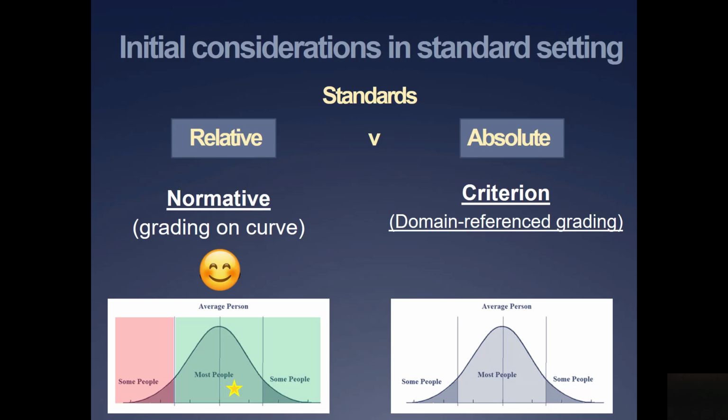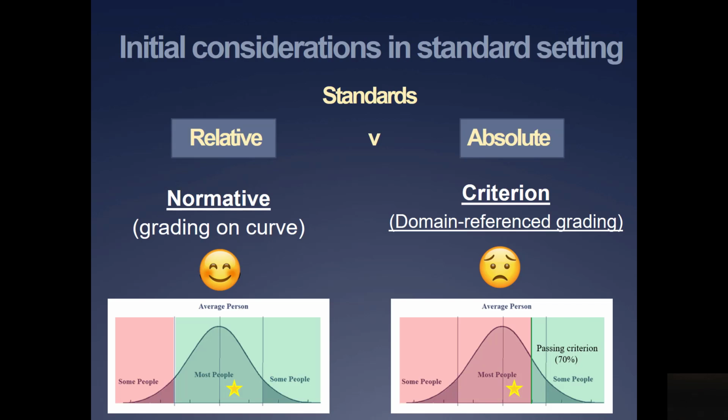Now let's switch to the absolute side, which is criterion-based, sometimes called domain-referenced grading. Here is our learner again, also at 65%, the same person. Here is our passing criterion, which we've set through a standard setting process. What happens to this person? Well, they're not going to be happy. They're not passing. Oftentimes in criterion-based standard setting, or absolute standards, more people do not pass. It's just the nature of the beast, and so that's something to take into consideration.